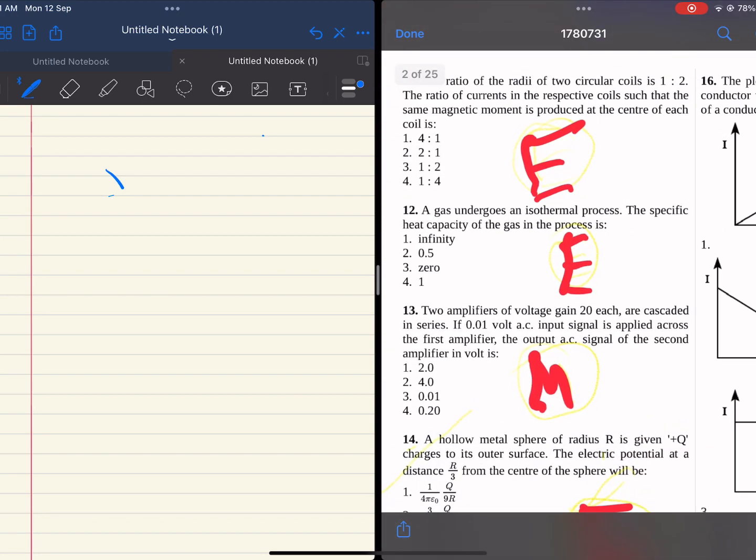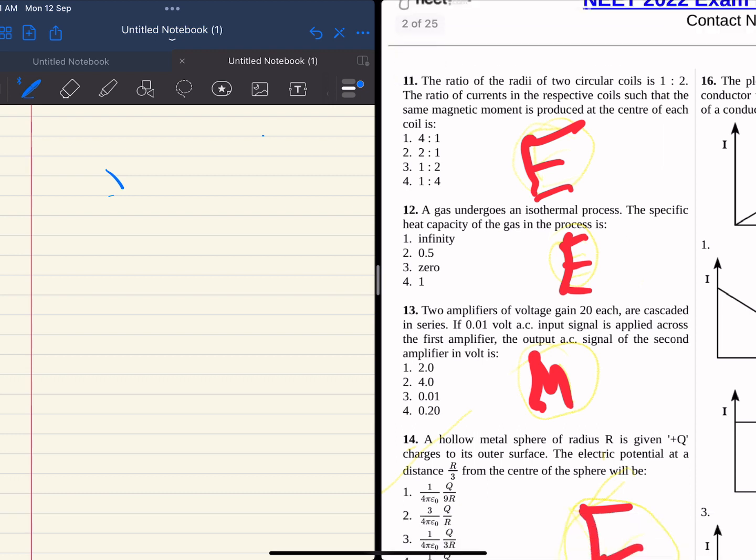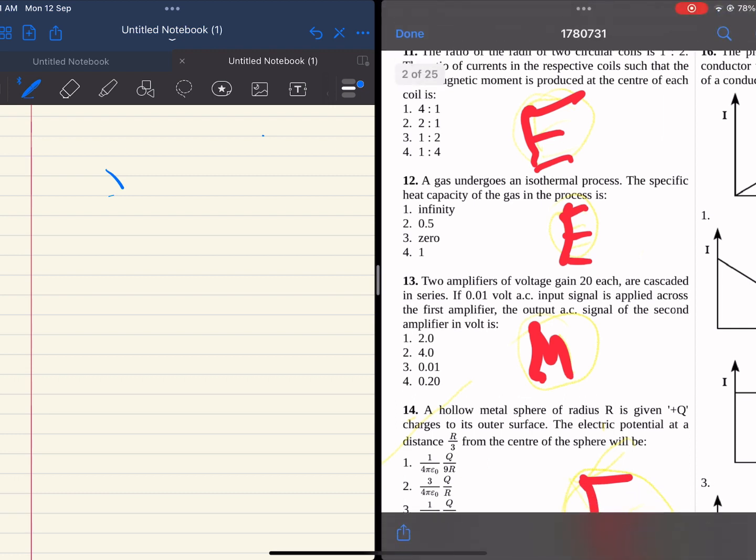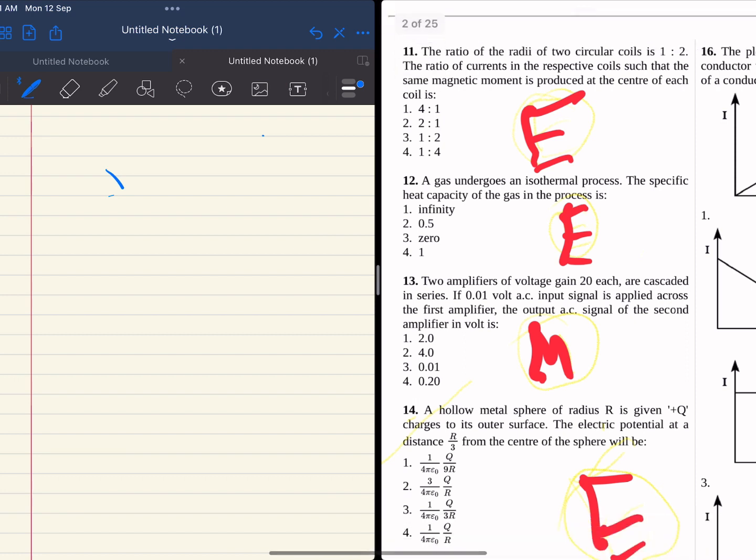Moving on to the 11th question. If you see the 11th question, the ratio of the radii of two circular coils is given, and the ratio of currents in the coils is such that they have the same magnetic moment. Magnetic moment is current times area. So therefore, we know that their magnetic moment should be the same, and since the ratio of the radii has been given, we know the ratio of the areas.